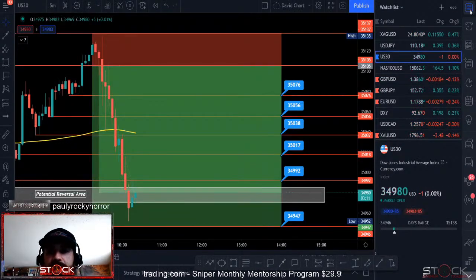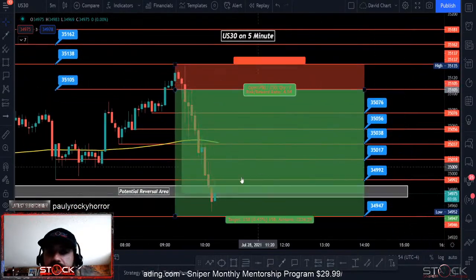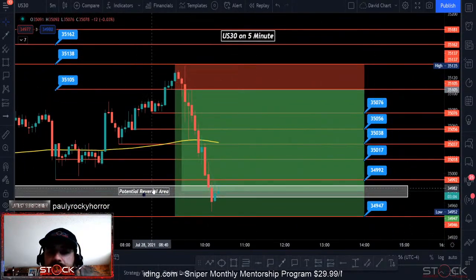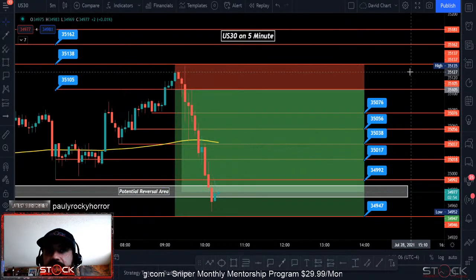The US30 is still in that kind of consolidation area, reversal area, and I did tell you guys that I had that drawn way before that even happened. Okay, there's 2 minutes and 56 seconds left.